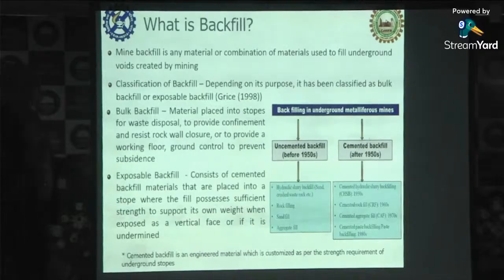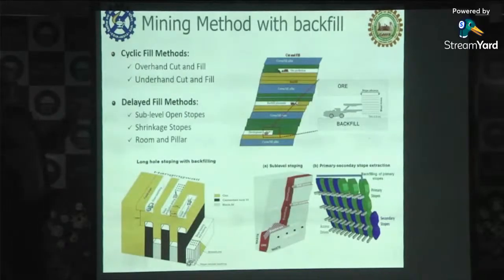So moving to the next slide. These are a few famous methods prevalent in India, which use backfilling in conjunction with stoping methods. Overhand cut and fill, underhand cut and fill are well explained. Some of the SK mines and Rajpura mines are using them. Then come the delayed backfilling methods with sub-level open stopes, shrinkage stope, and room and pillar. Sub-level open stopes have different variations in India, like some using blast hole stopes, some using VCR, vertical crater retreat mining, and so on.